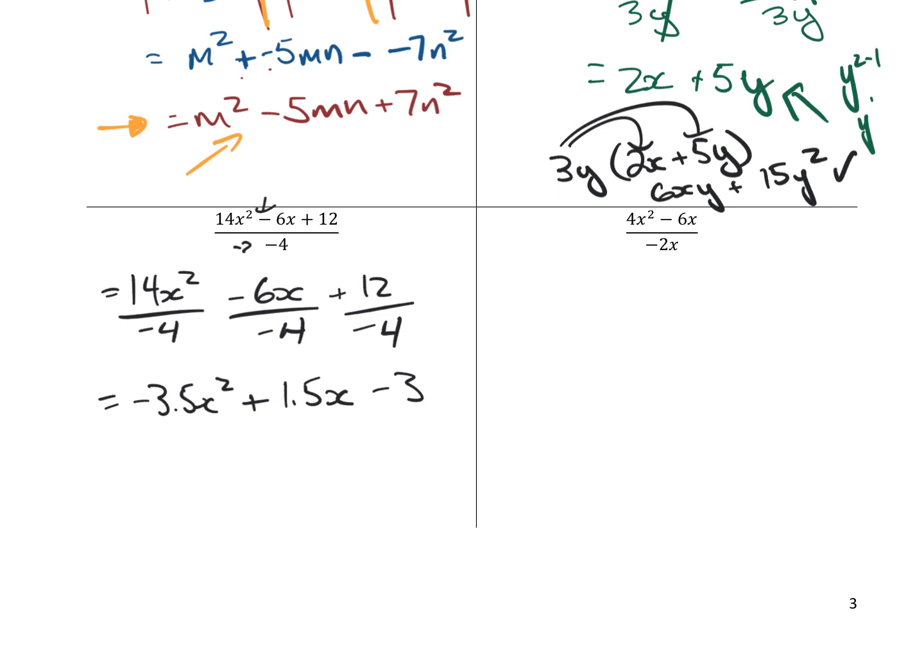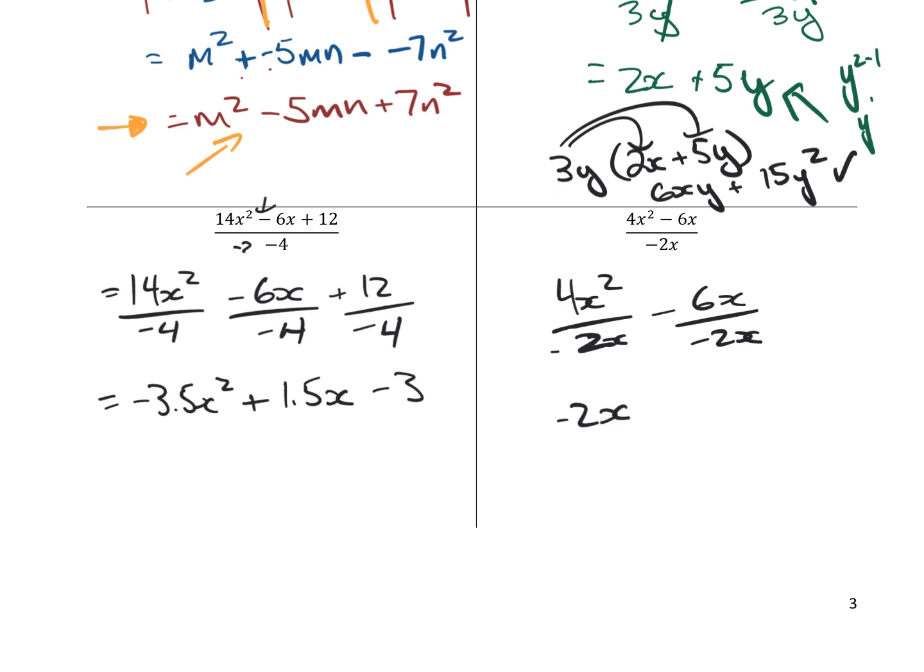And finally, the last one. 4x squared divided by negative 2x minus 6x divided by negative 2x. My negative's not very clear here. So, I have 4x squared divided by negative 2x. Well, 4 divided by negative 2 gives me negative 2. X squared divided by x leaves me with x.